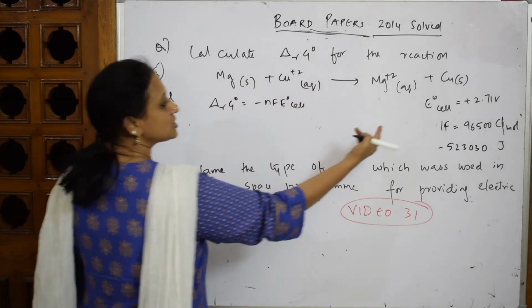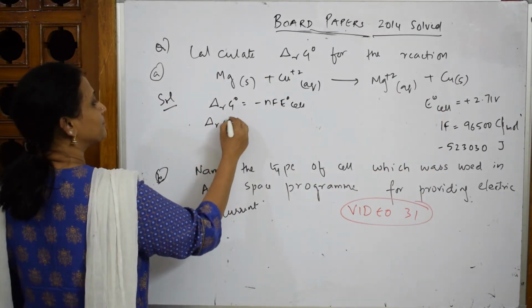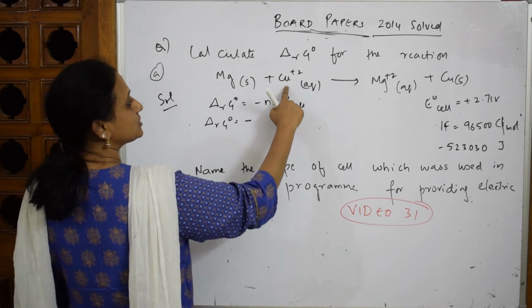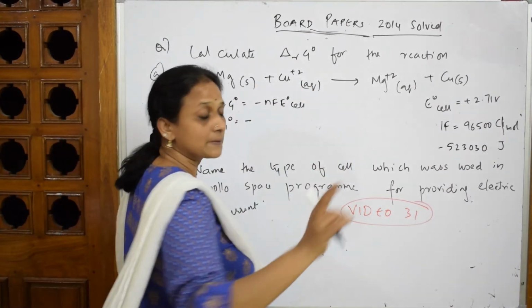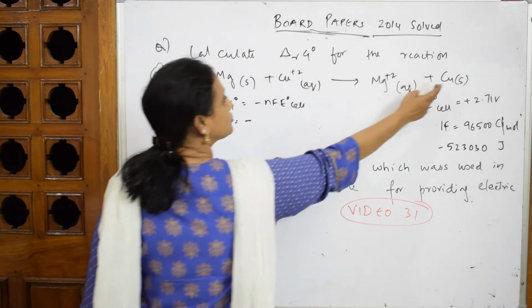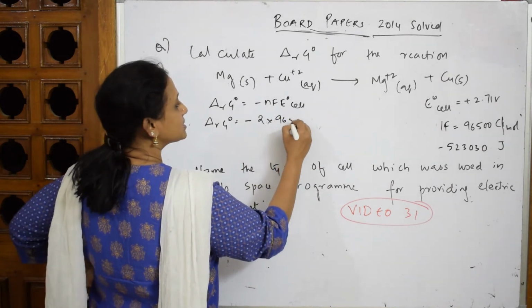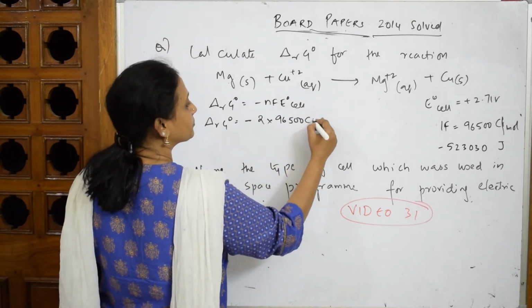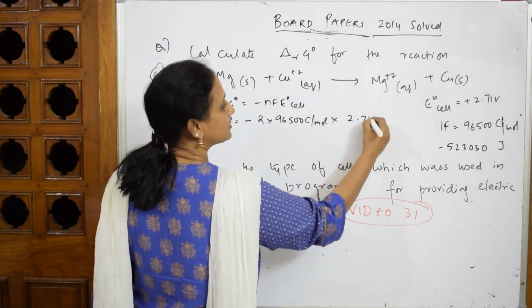Correct? So E naught cell is already given to me. Faraday is also given to me. Just directly substitute. How many electrons are there here? Just see. From magnesium to magnesium plus 2, there are 2 electrons. Those 2 electrons are carried to copper, and it has picked them up and formed solid. So n is 2. Faraday given to me is 96,500 coulomb per mole, into E naught cell given to me, 2.71 volts.